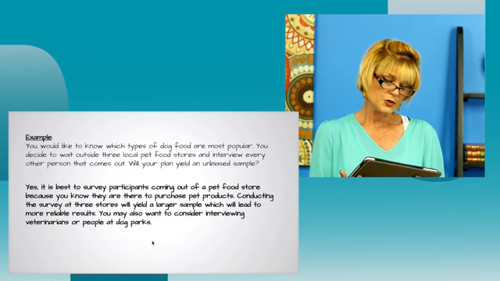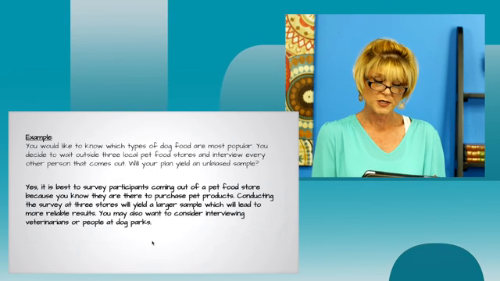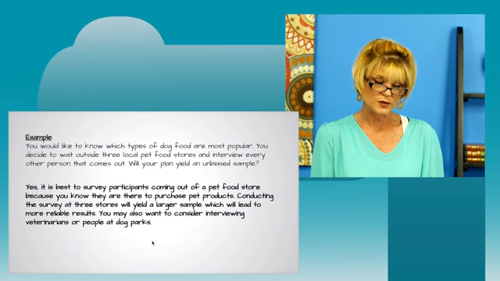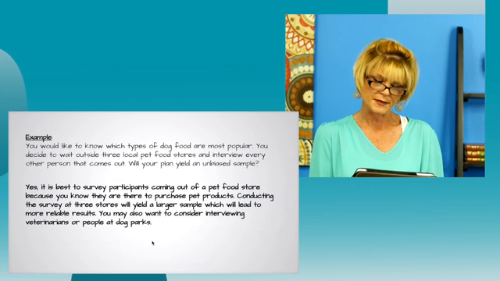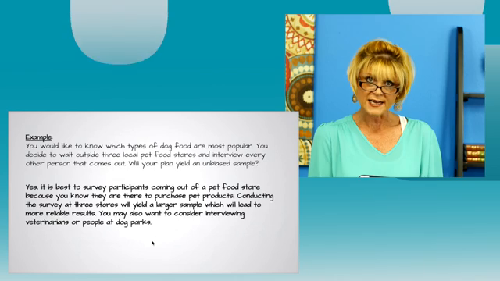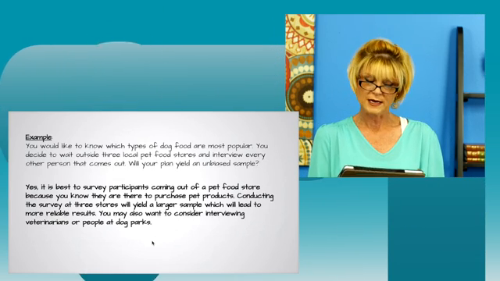Another example, you would like to know which types of dog food are most popular. You decide to wait outside 3 local pet food stores and interview every other person that comes out. Will your plan yield an unbiased sample? Yes. Now that's a better example. That's a good example of a survey question that's not biased.